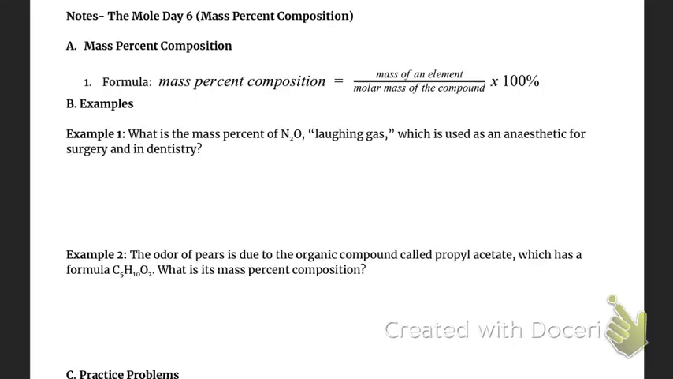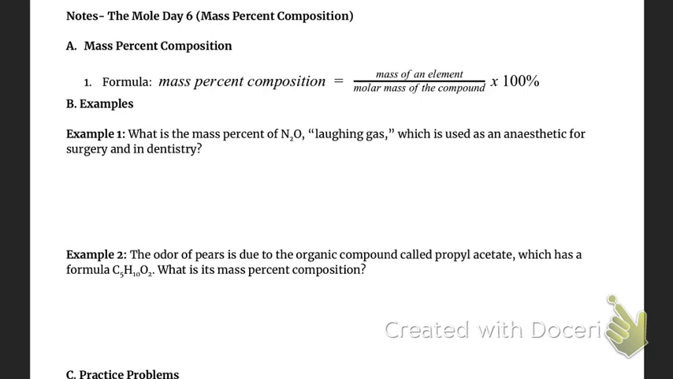All right, so today we're going to continue working on our mole unit, and we're going to look at the mole a little bit differently. This lesson is going to build into empirical and molecular formulas. We're going to learn how to find percent composition, or mass percent composition. There are two ways of saying the exact same thing.